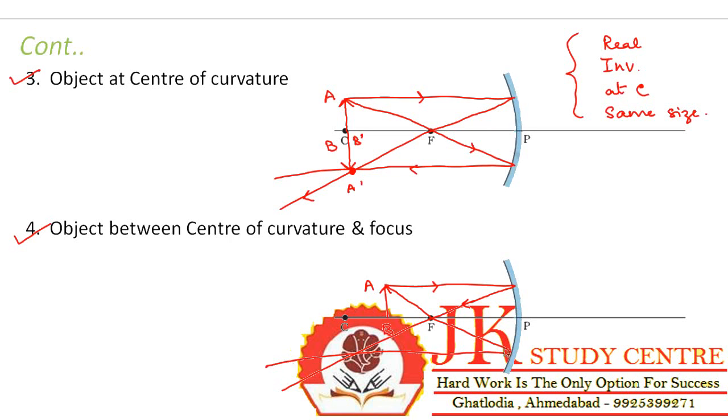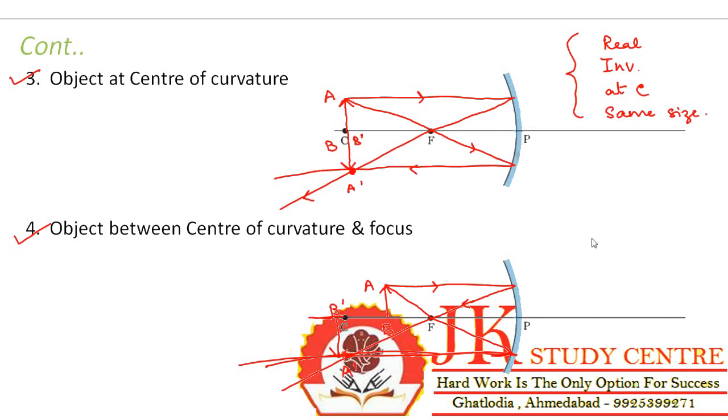Well, in this case, the diagram is not plotted properly because the two rays of light will meet at a point which will be beyond the center of curvature. Since I am plotting the lines without measuring scales, it is not meeting at the exact point. Otherwise, this point should be such that it is beyond the center of curvature. So that means you have B dash and A dash.